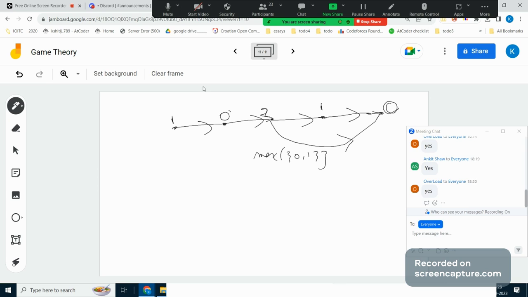So did everyone get this part? The graph does not have any cycle, so we can always calculate these values.